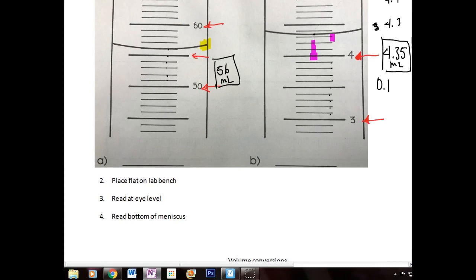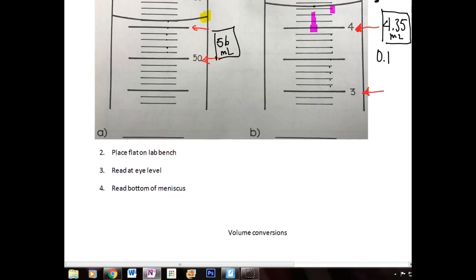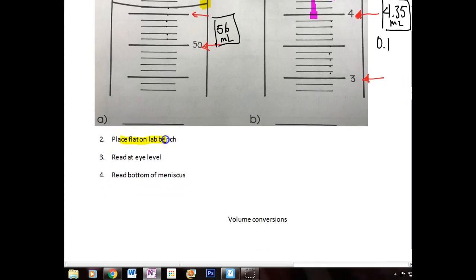A couple other tips and hints for using a graduated cylinder. Make sure you place it flat on a lab bench. Don't hold it in your hand. Make sure you get down and read it at eye level, the water level or the solution level at eye level, and then we're going to want to read the bottom of the meniscus.